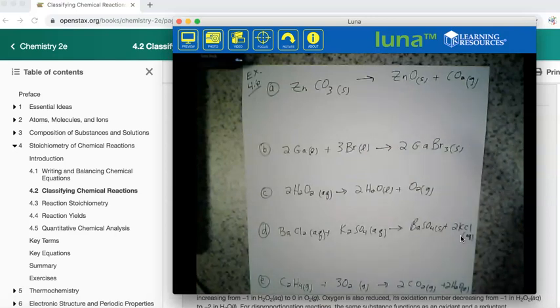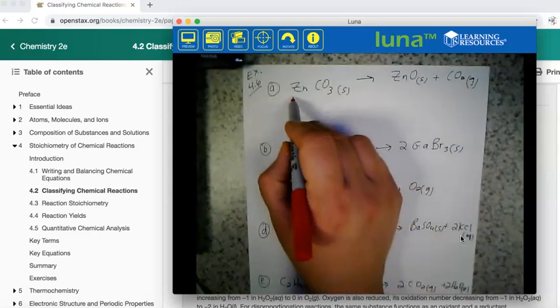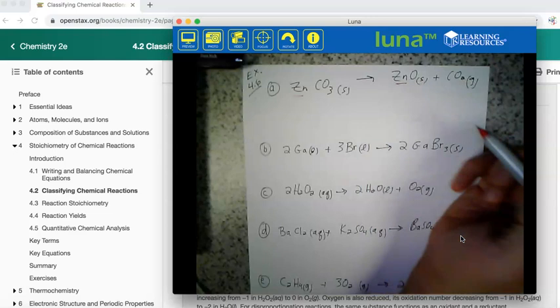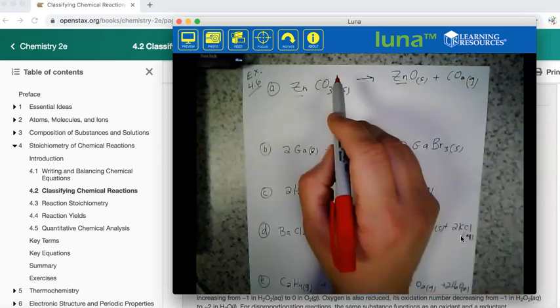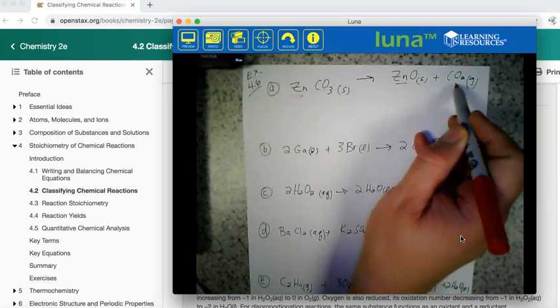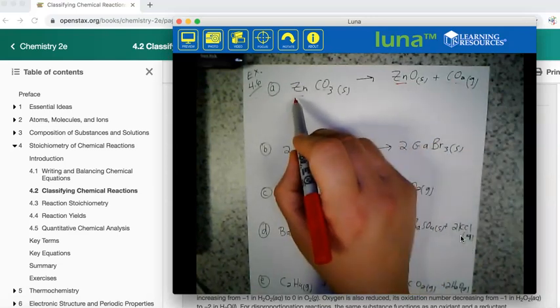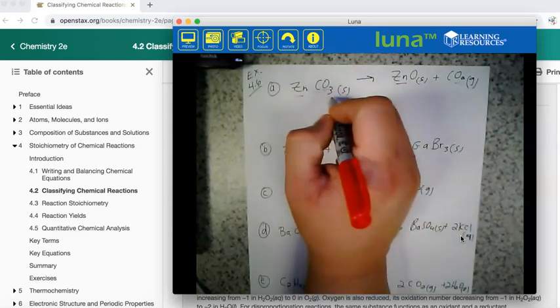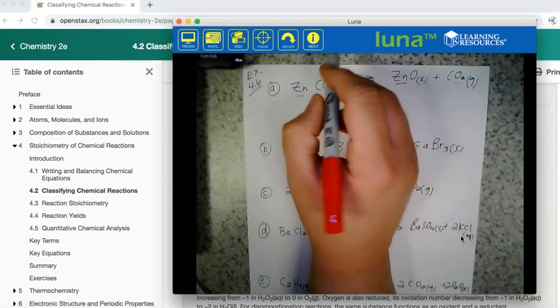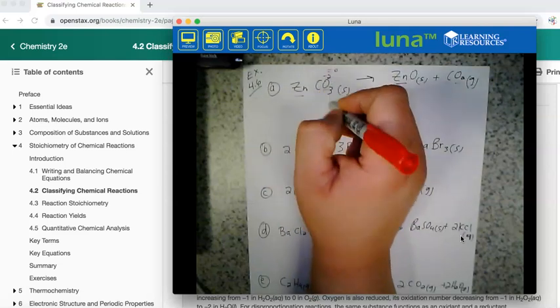So here we have a common element here is zinc. Okay, and then here we have carbon as well, and then oxygen. Okay, so here we have zinc in a compound. This is a neutral compound. It has to add up to 0. Oxygen is going to be -2.